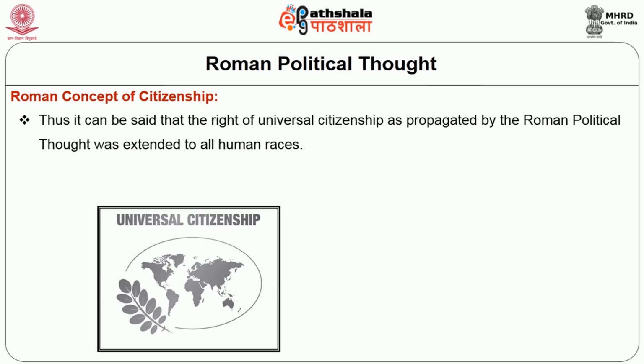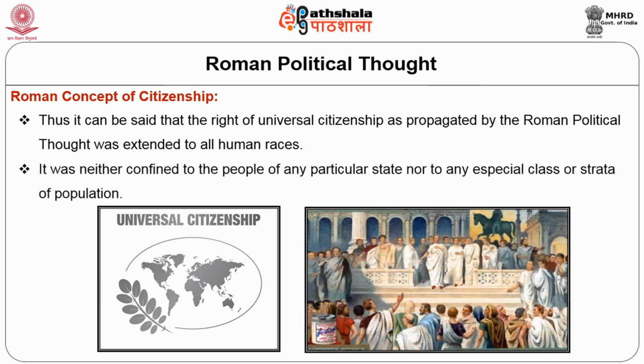Thus it can be said that the right of universal citizenship, as propagated by Roman political thought, was extended to all human races. It was neither confined to the people of any particular state, nor to any special class or strata of the population.